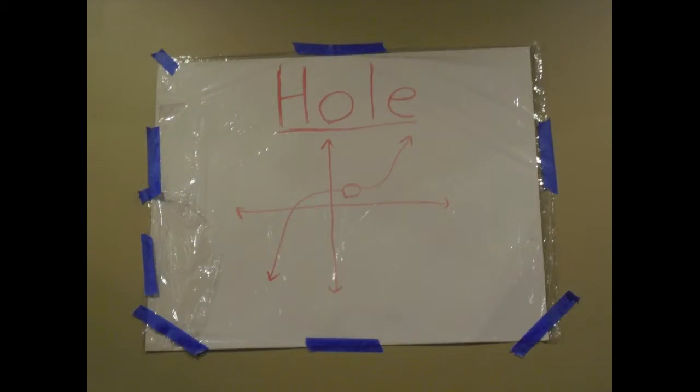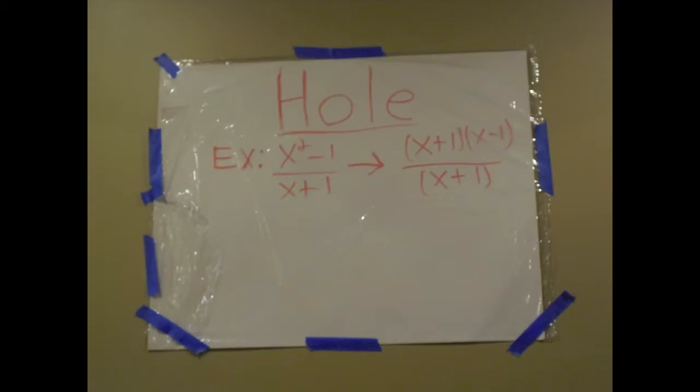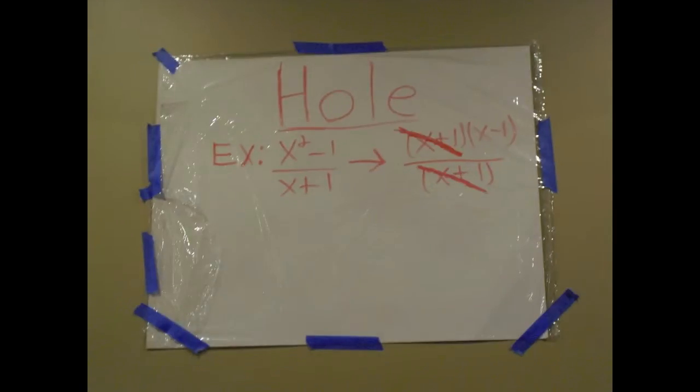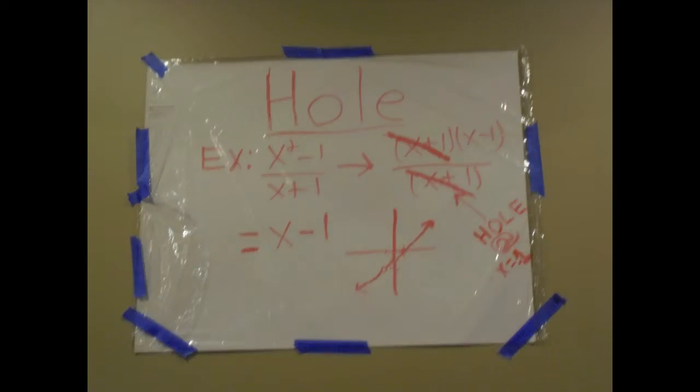Our first example of a problem with a hole in it is (x squared minus 1) over (x plus 1). When we simplified it out, we got (x plus 1)(x minus 1) over (x plus 1). The problem with this is that when x equals negative 1, the function becomes undefined. We then simplified the equation in order to make it more easily graphable. When the equation is simplified, it equals x minus 1, which has a hole at x equals negative 1. As you can see from the graph, there is a hole at x equals negative 1 and y equals negative 2.